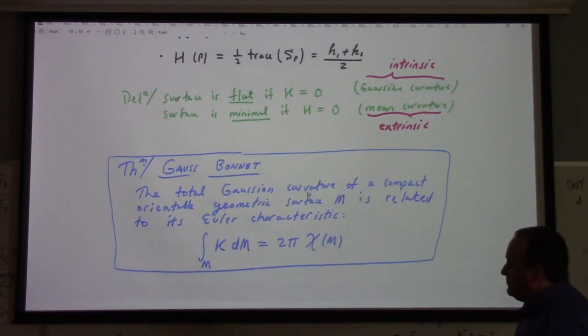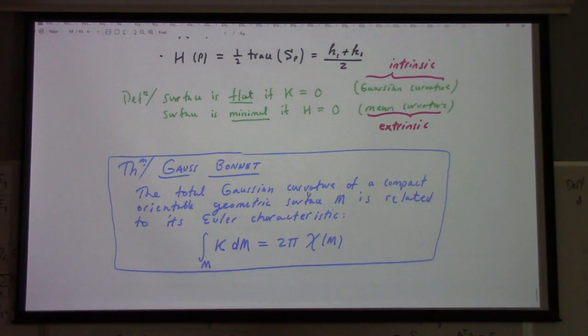The ultimate theorem that you want to understand in the study of elementary differential geometry is the Gauss-Bonnet theorem. It says that the total Gaussian curvature of a compact orientable geometric surface M is related to its Euler characteristic. So we've talked a little bit about Euler characteristic before, right? And we saw how that was connected to the Betti numbers, to the homology, ultimately to the cohomology. This says now that it's also connected to differential geometry.